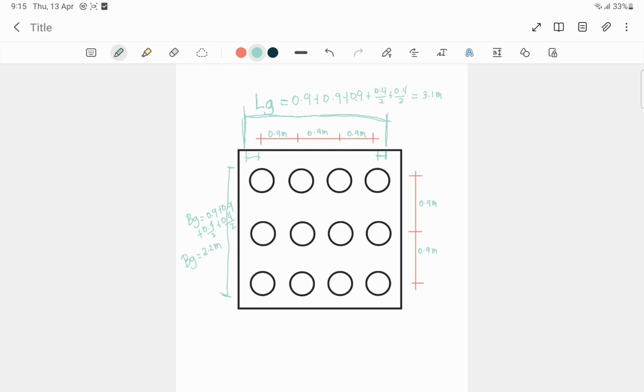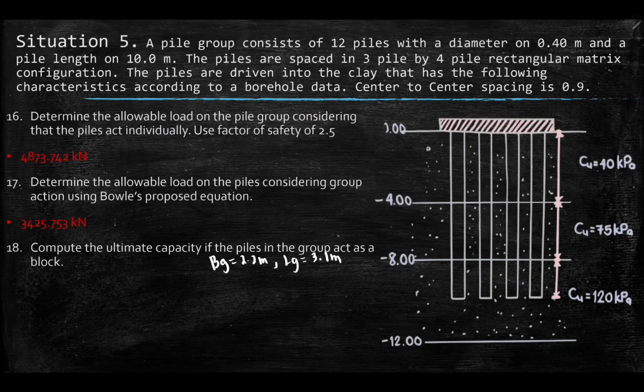So, back to our board. Computing now is easier. The ultimate capacity QU. So, QU is equal to QEB plus QSF. Okay? And let's solve the QEB first. You can follow the formula 2 alpha CL times LG plus BG. That formula is for a group acting as a block, or you can also just use the end bearing for clay. The result will be the same.